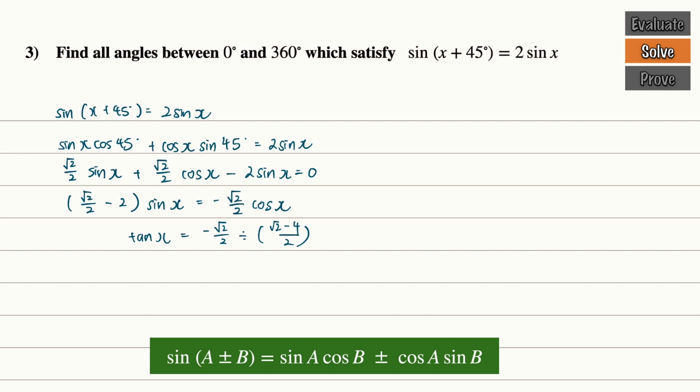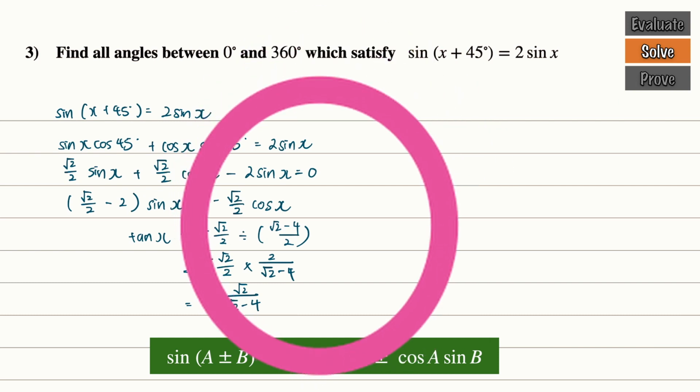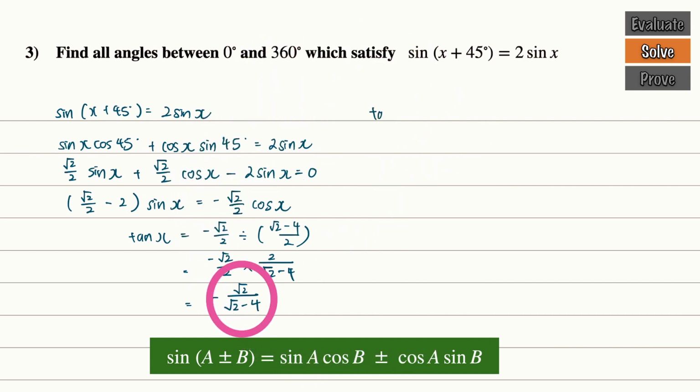Now tangent x will then be equals to minus square root 2 over 2 multiplied by 2 over square root 2 minus 4, which gives us a value of minus square root 2 over square root 2 minus 4. Now some students are quite confused over here, but not to worry, this is just but a number. So use your calculator to evaluate this. Tangent x is equals to 0.54692. I'm going to put 5 decimal place over here so that we can ensure the accuracy of our answers.